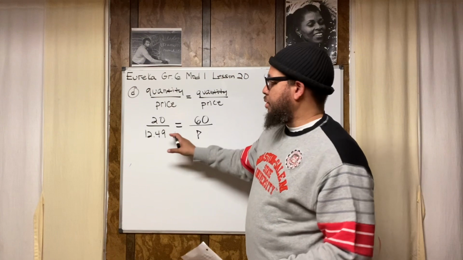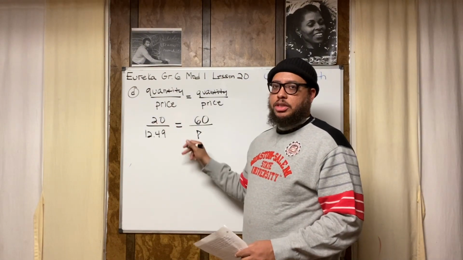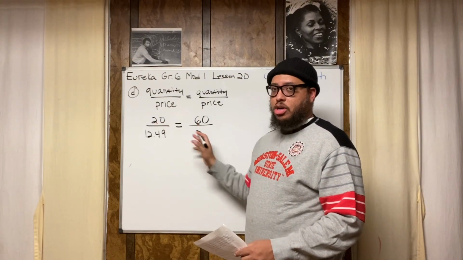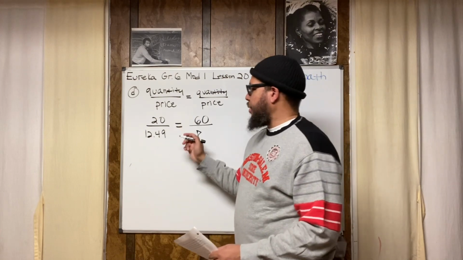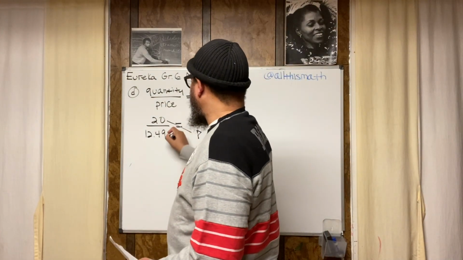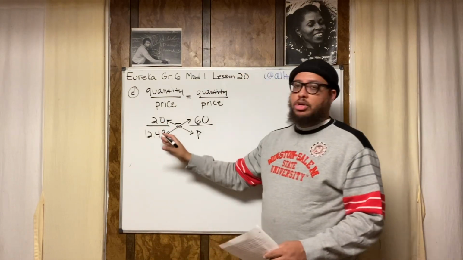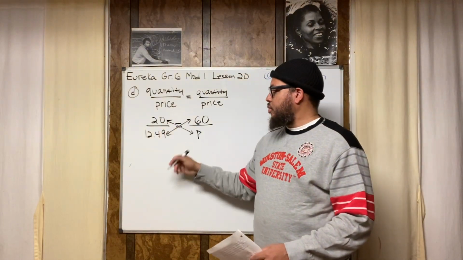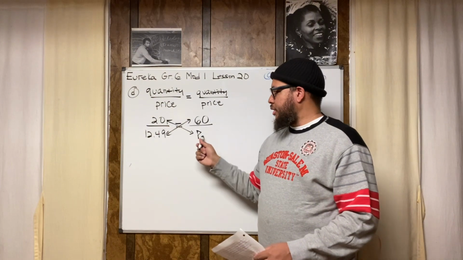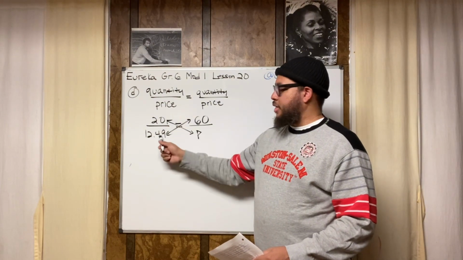All right, I call this the Malcolm X method. Whenever I deal with proportions and I'm solving for a variable, I call it the Malcolm X method because I form an X, right? This is also called the cross product property. See the X I just drew? I do this number times this, and I also do this number times this number.